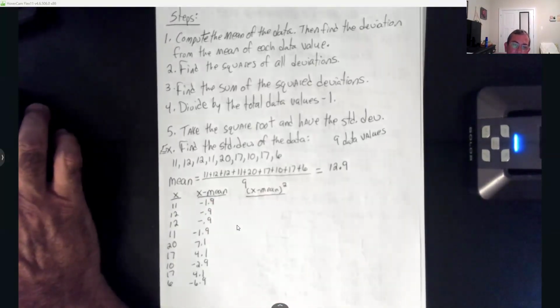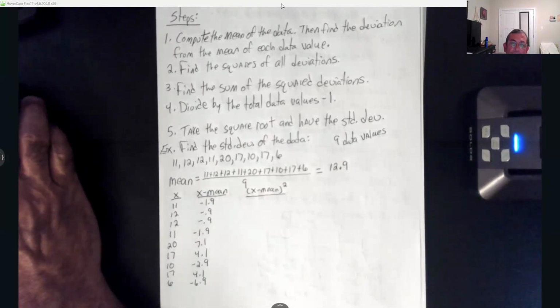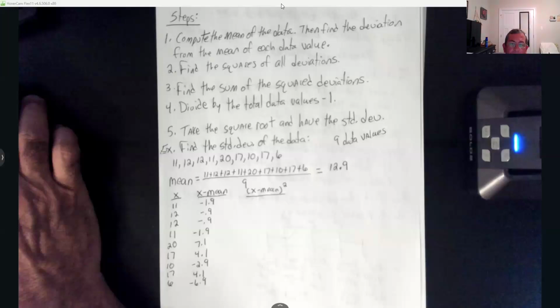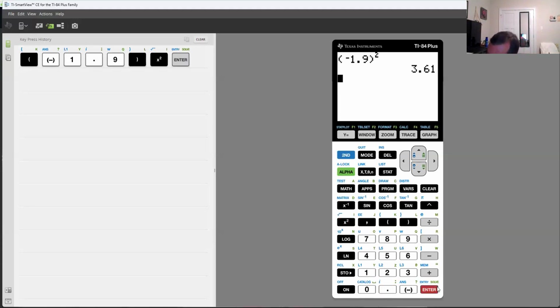Now, if you do these on a calculator, you want to put negative numbers in parentheses. So y'all, I'll show you what I'm talking about. When I do a negative number, you've got to do parentheses, negative 1.9, close the parentheses, and then on the left side, hit that x squared button. That'll put the exponent up there to square it, and then we hit enter and get 3.61.